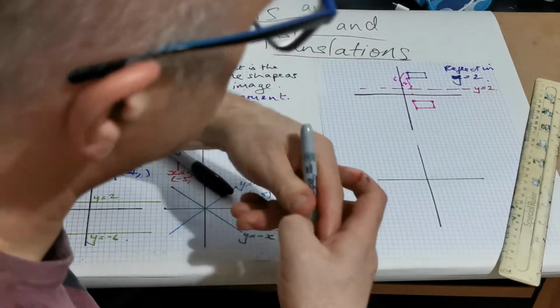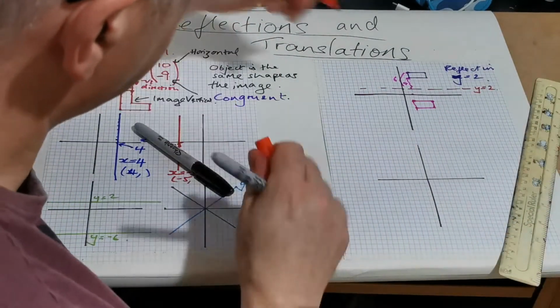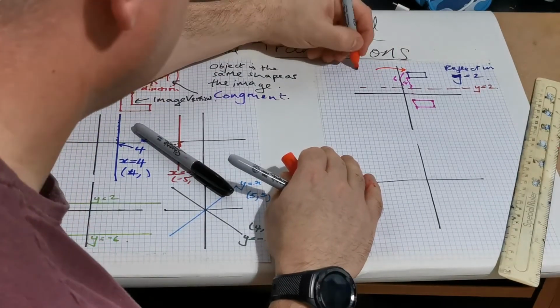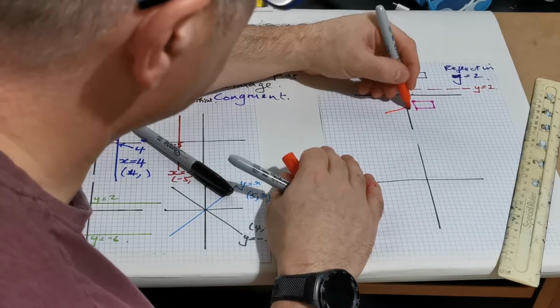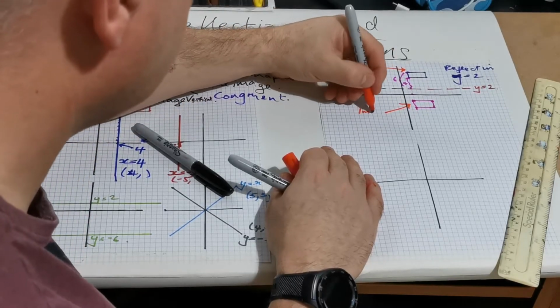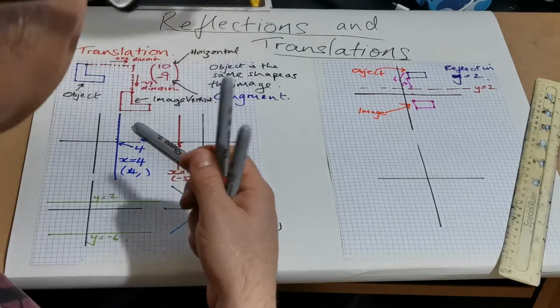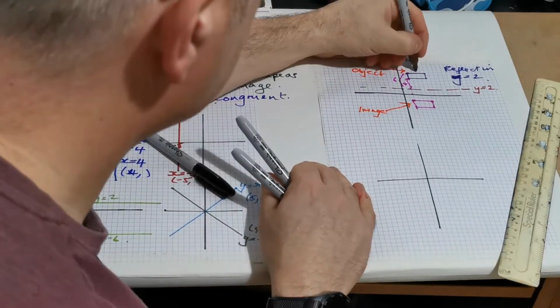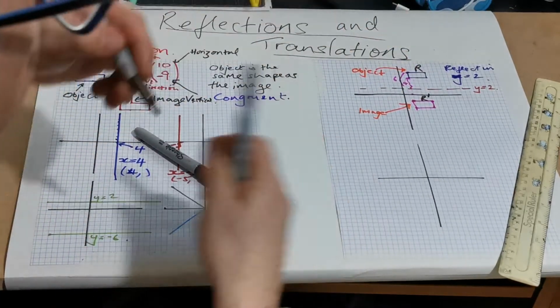And remember what we start with. It's the object. And what we end up with is the image. And sometimes we might take that a little bit further and say, if this is the rectangle R, then this would be the rectangle R dash.